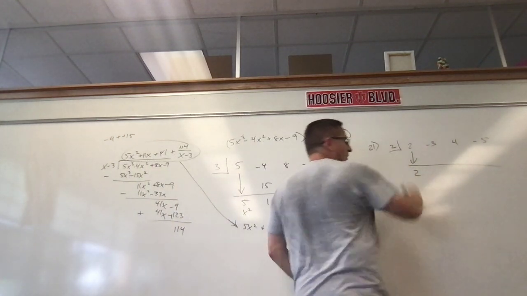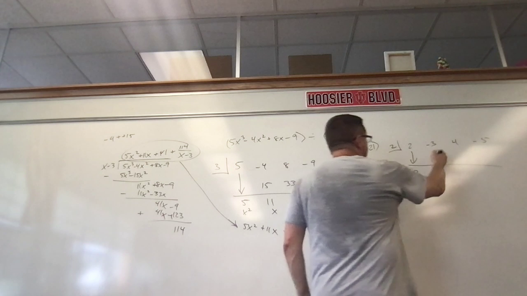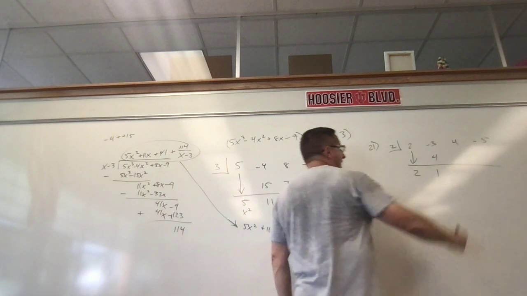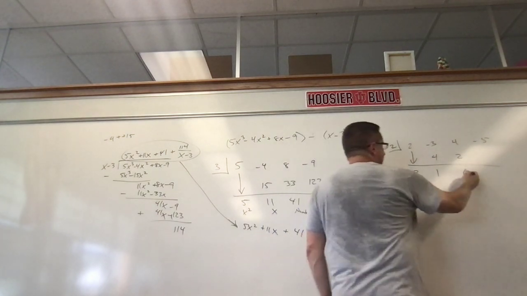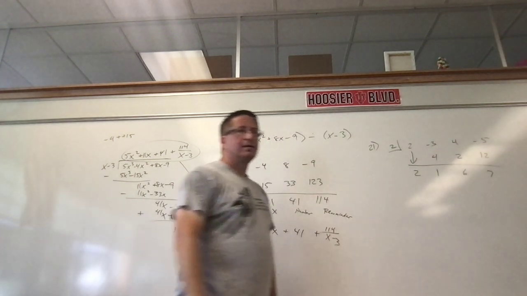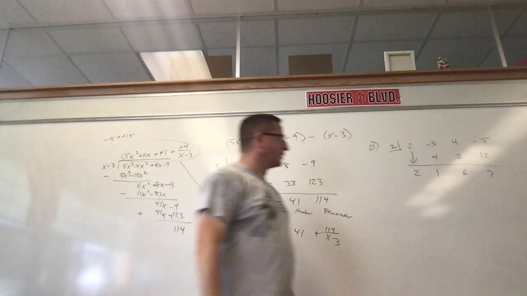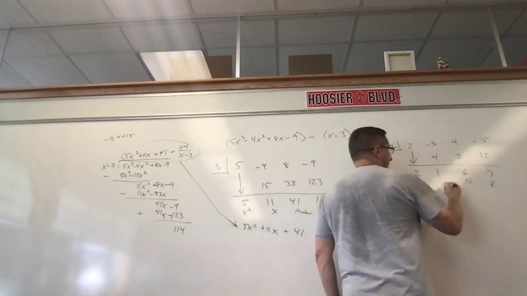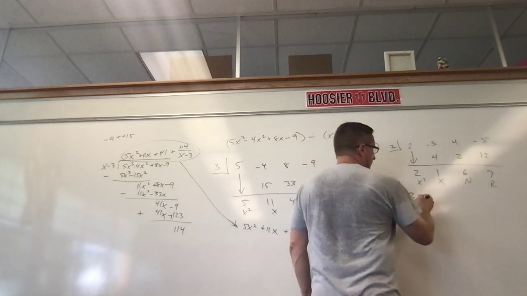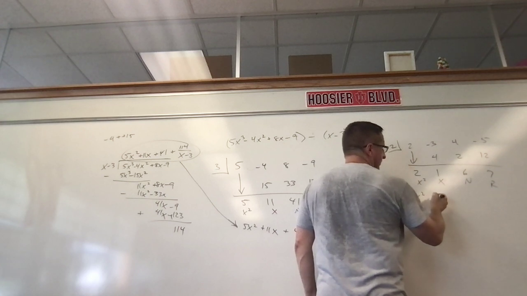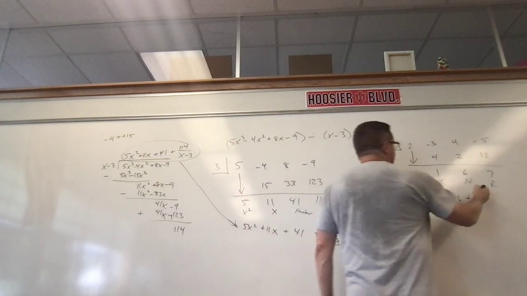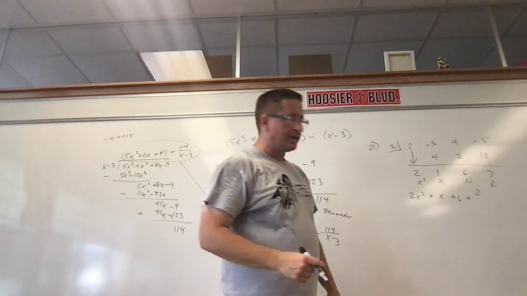What's the next number I'm going to write? Where'd 4 come from? 2 times 2. 4, and what? Add the 1, times the 2, add the 6, times the 12, add the 7. What is 7? The remainder. What's 6? The number. What's 1? X, and 2 is x squared. What's your final answer? 2x squared plus 1x, or just plus x, plus 6 plus 7 over, what were we originally dividing by? X minus 2.